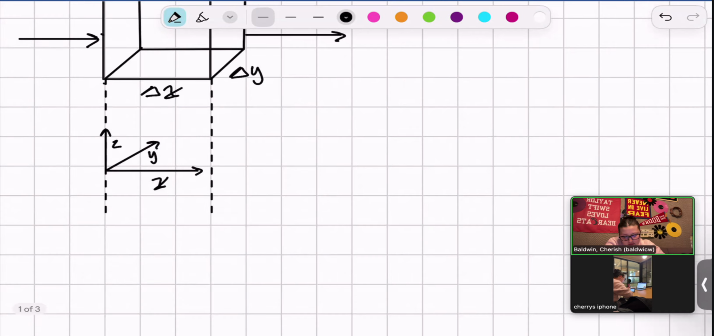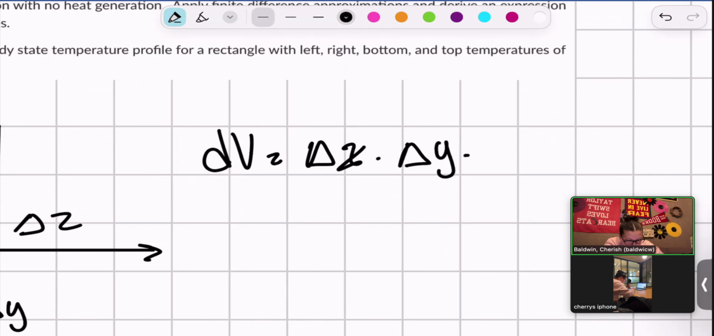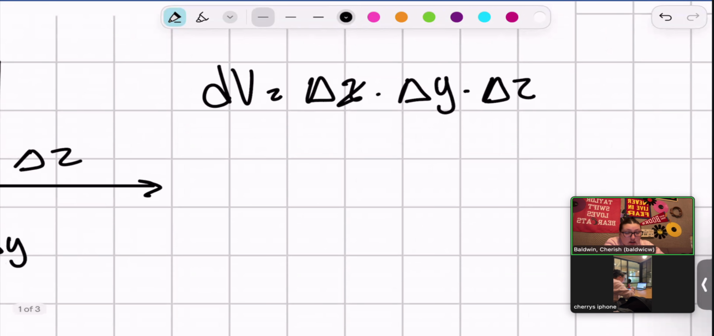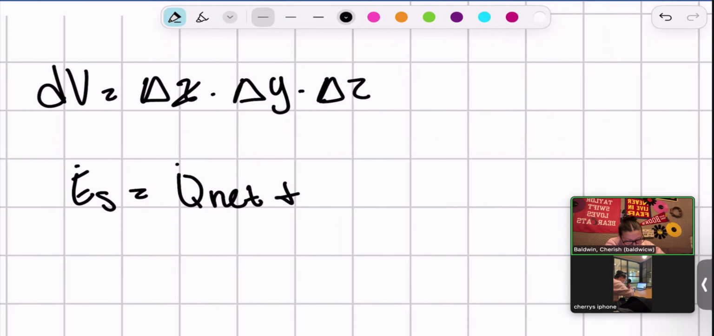And we label the left side position as qx and the right side position qx plus dx. The volume of this cube is simply delta x times delta y times delta z. Now, the energy balance is: the rate of energy accumulation is equal to the rate of net heat flow plus the rate of energy generated.